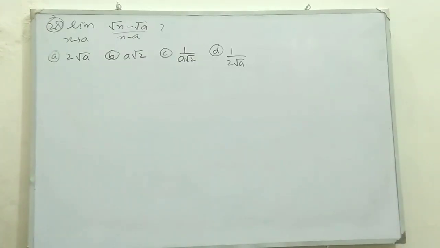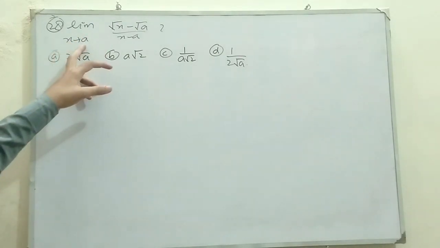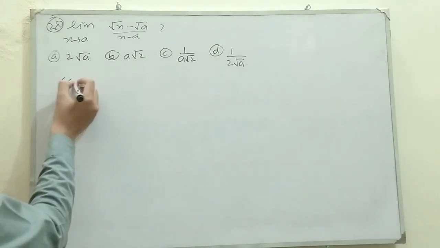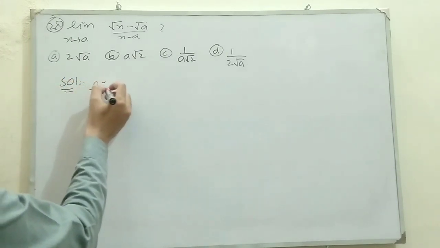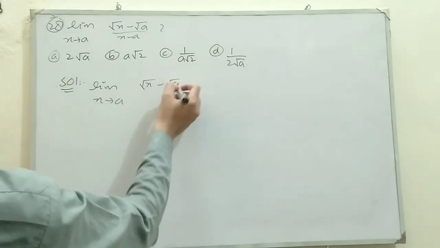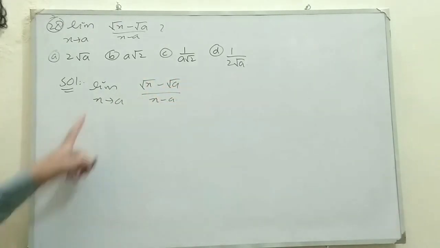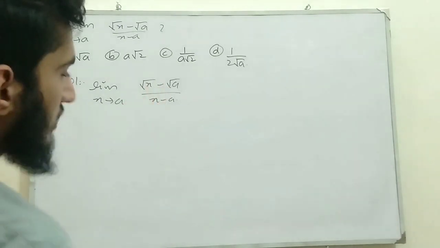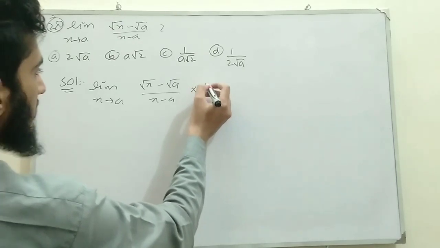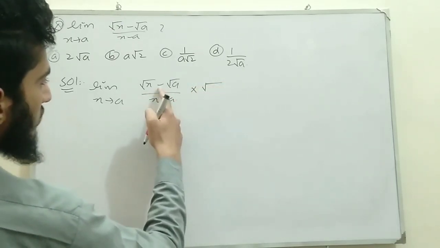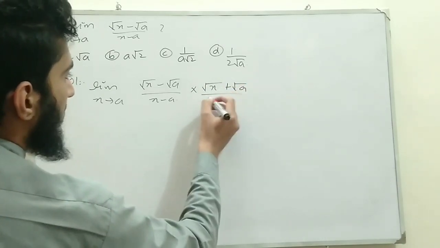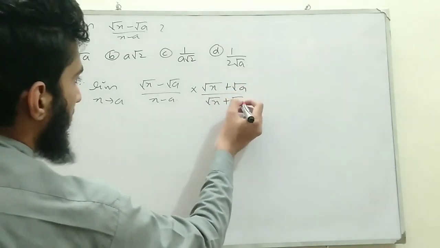Now move toward MCQ number 28. It tells that limit x approaches to a, find the value of root x minus root a over x minus a. Move toward solution. Taking the given limit x approaches to a and root x minus root a divided by x minus a. By putting directly the value of x as a over here, it will give us indeterminate 0 by 0 form. We will rationalize it first. So for the rationalization, we will multiply and divide by the conjugate of root x minus root a, the conjugate root x plus root a.